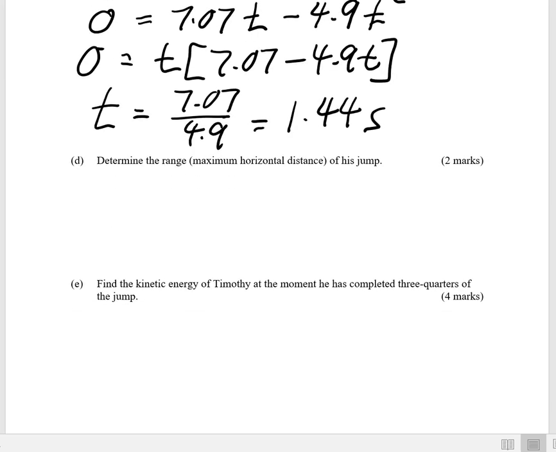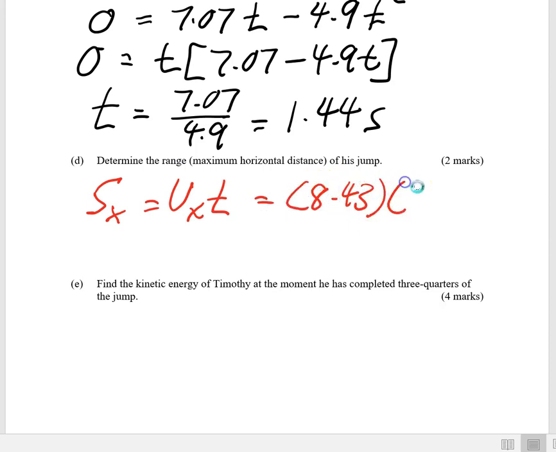Right, and then determine the range of his jump. For range here, there's only one formula, don't try anything else. ux is 8.43, determined earlier, times the time of flight 1.44. Answer 12.1 meters. Actually, this number is ridiculous. It's more than the world record. Never mind.